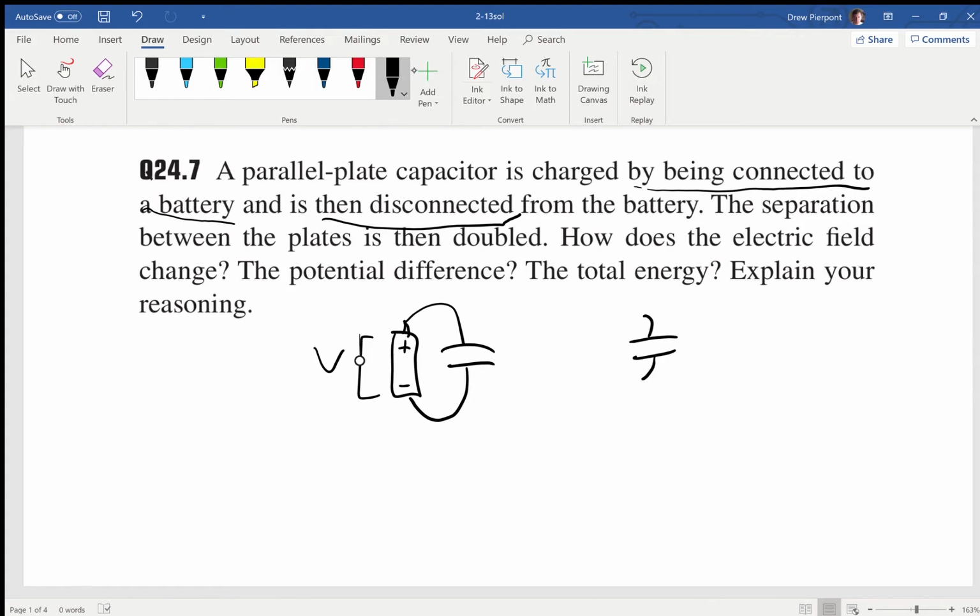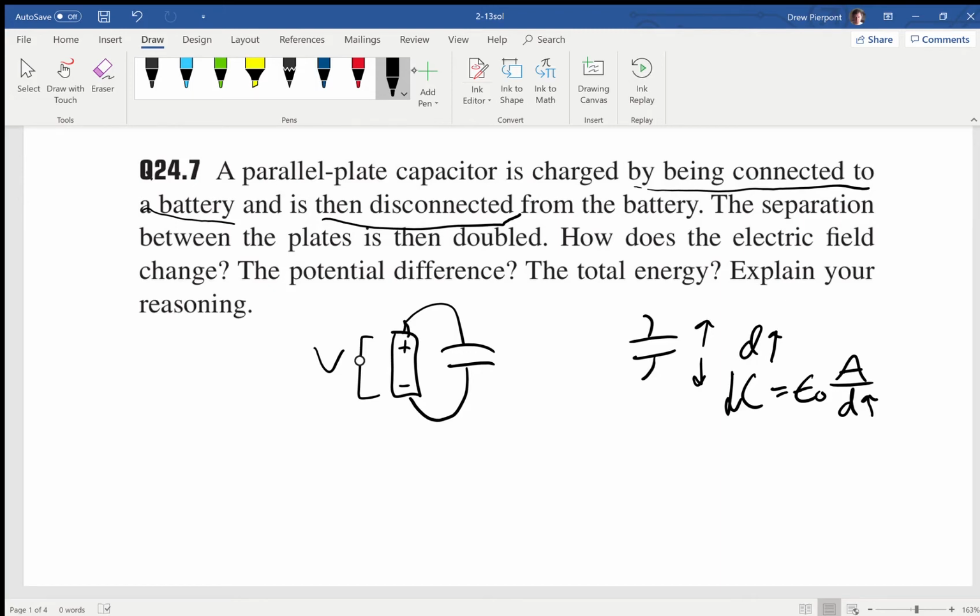So this one over here, you are pulling the plates apart. Okay, so what you're doing there is you're increasing your distance. Your D is going up, right? So what's that going to do? Well, we know that capacitance, at least if it's got air or it's in a vacuum, is epsilon naught times A over D. So if D is going up, then our capacitance is going down. We know that. So how does the electric field change?